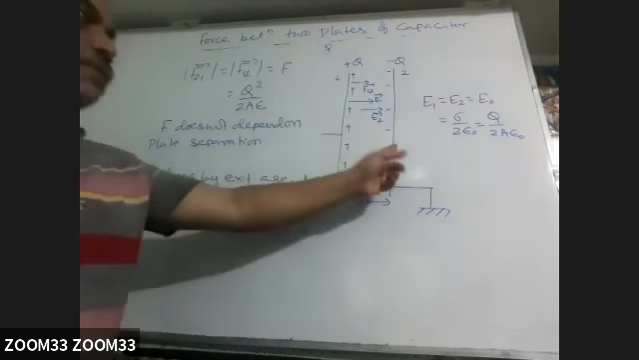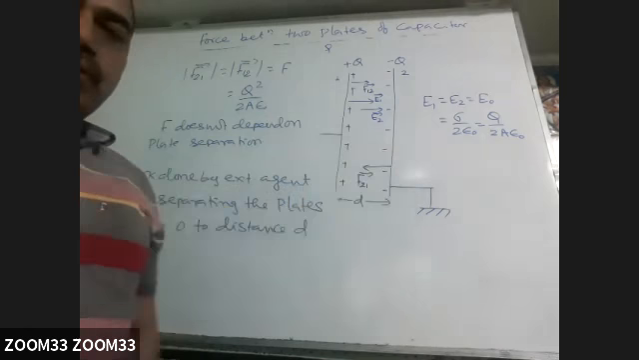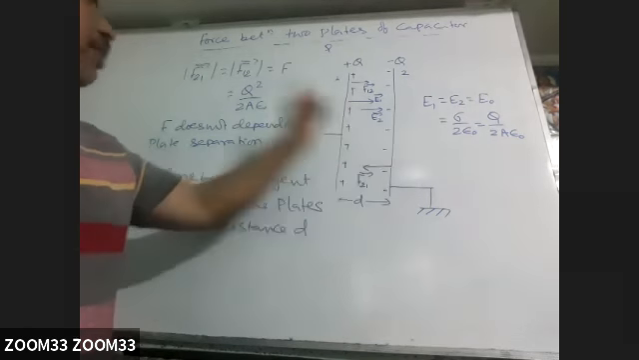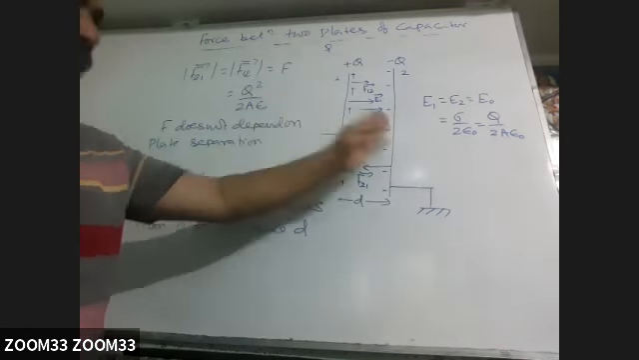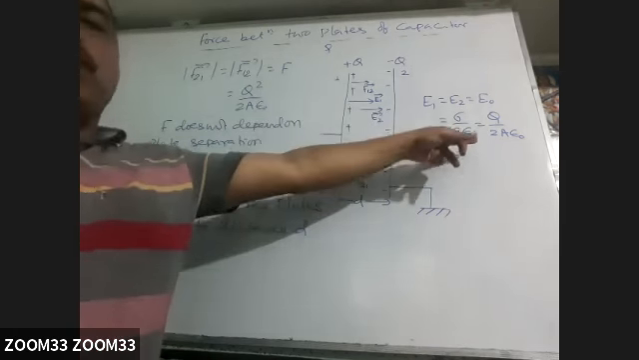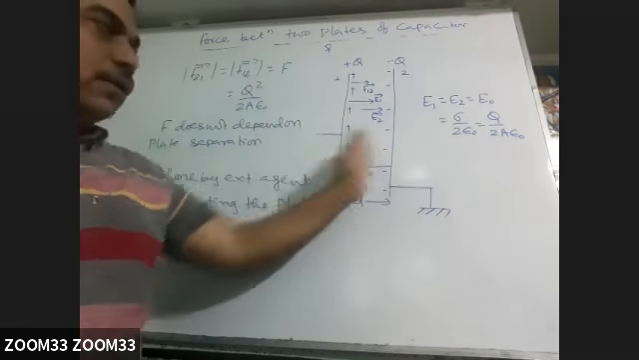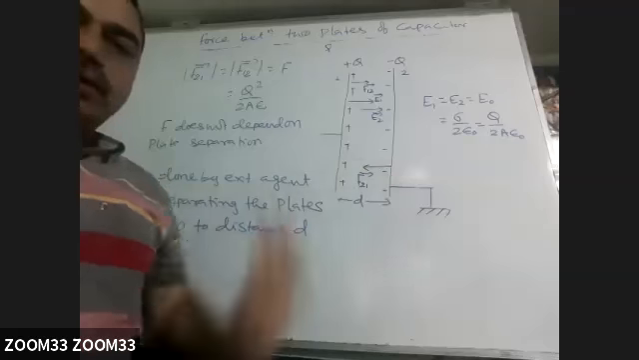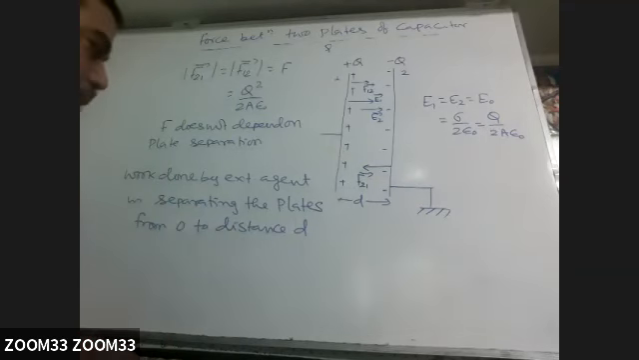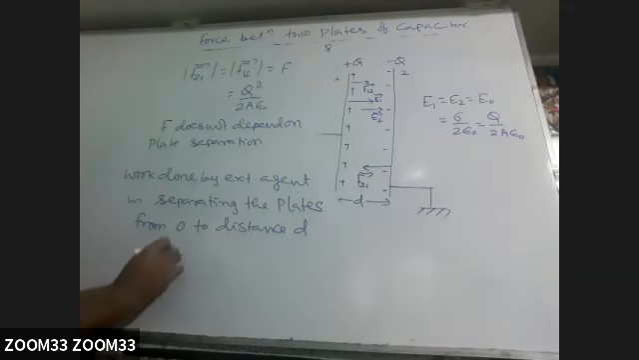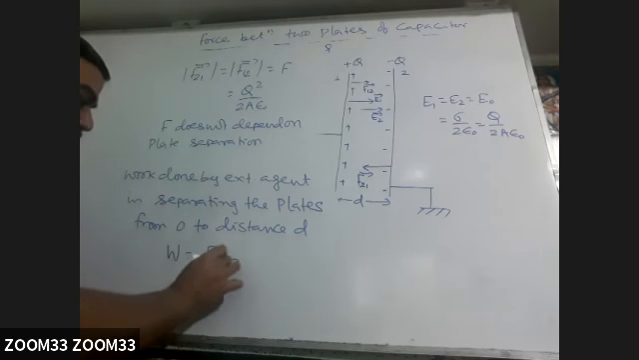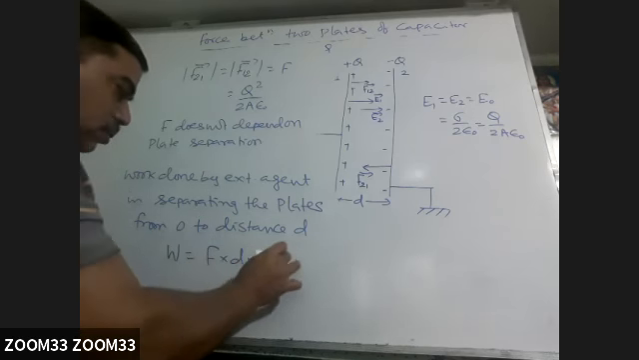Suppose this plate is fixed. This one we have moved from here to here. So the force experienced by this one is this much in this direction. The external agent will have to apply force in the opposite direction. The distance from here to here it has gone. So this work done will become F into d cos 0.